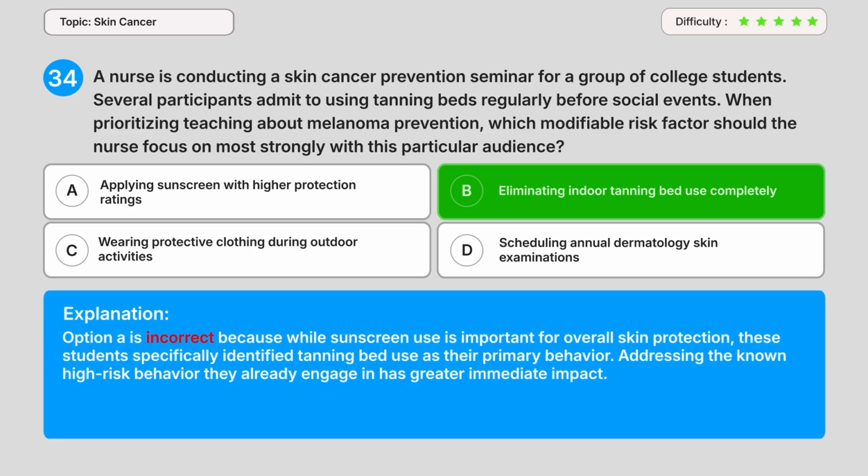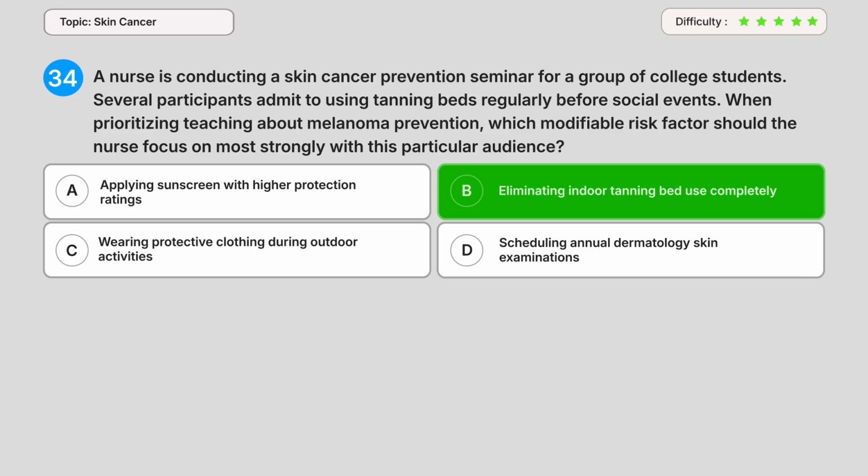Option A is incorrect because while sunscreen use is important for overall skin protection, these students specifically identified tanning bed use as their primary behaviour. Addressing the known high-risk behaviour they already engage in has greater immediate impact.